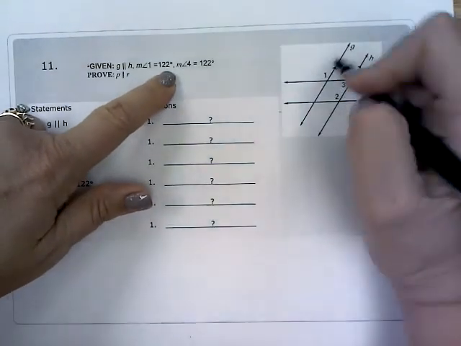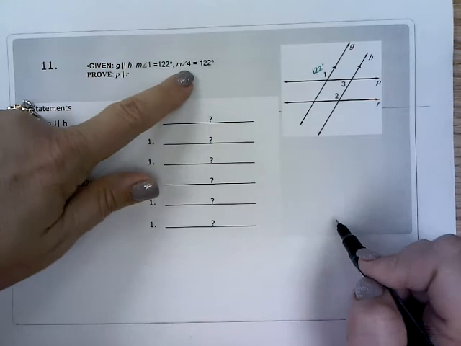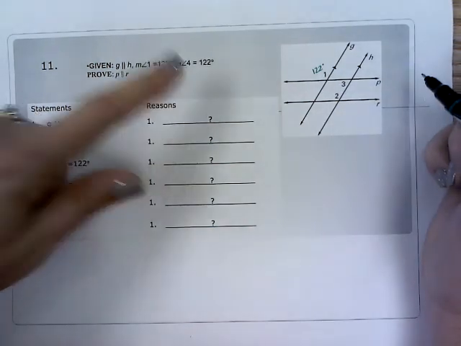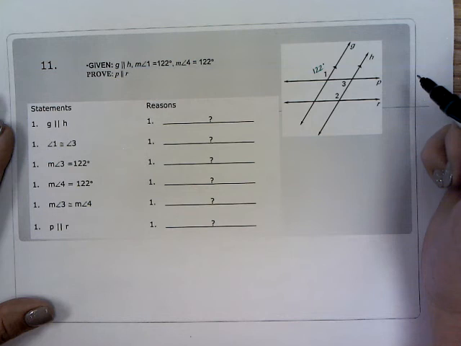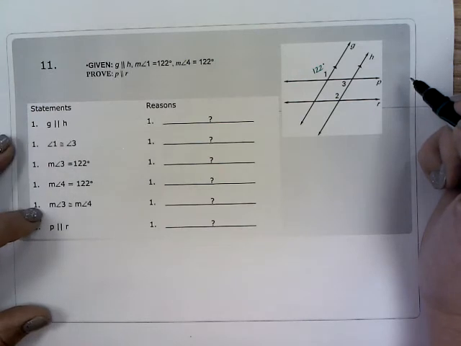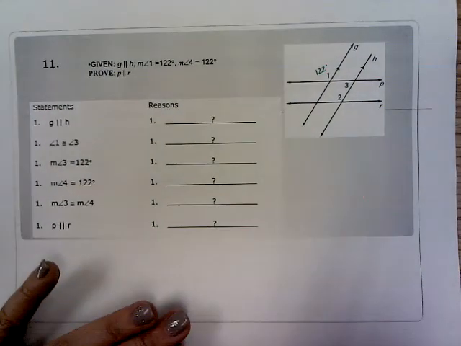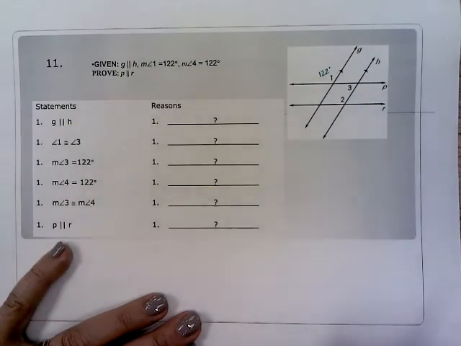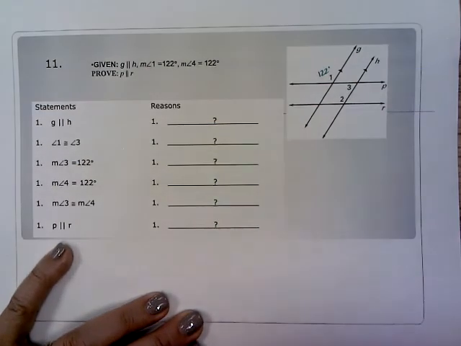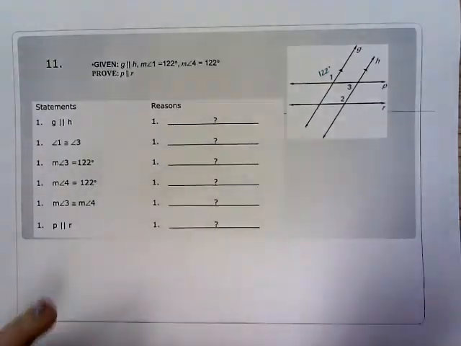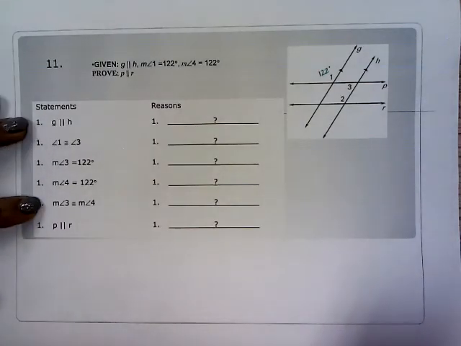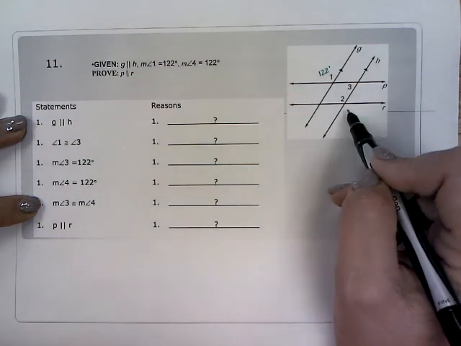Angle 1 is 122 degrees. I'm just going to write it on my picture. And angle 4, which is not on here, is 122 degrees. So what am I going to assume here? I'm not sure where angle 4 is on this picture, so let's think for a second and pause. Not quite sure where they want to place 4, because they left it off the picture.